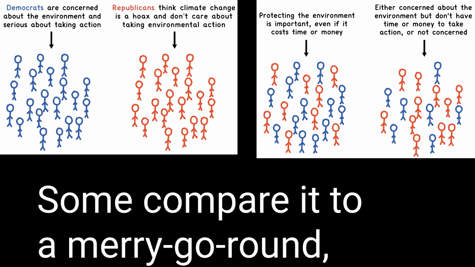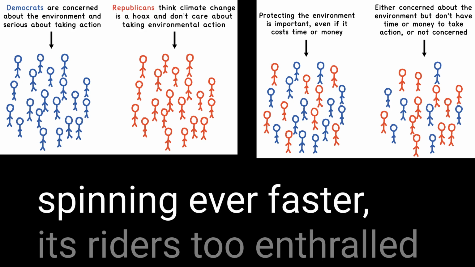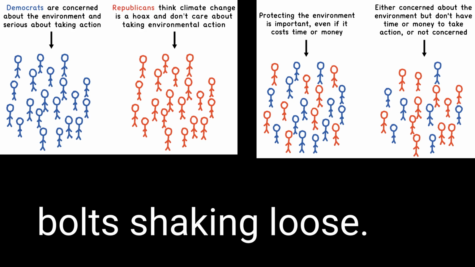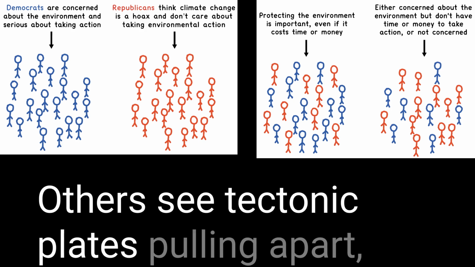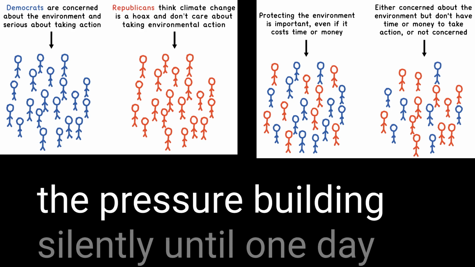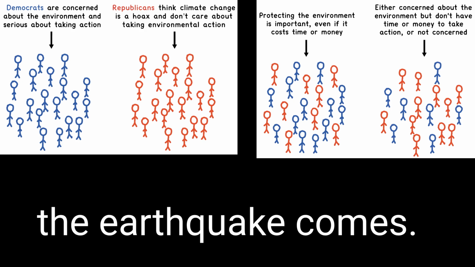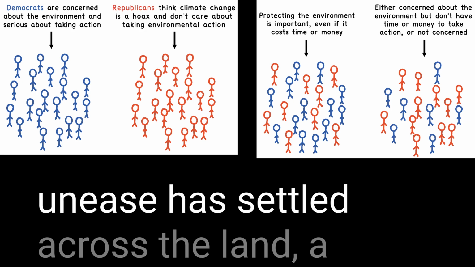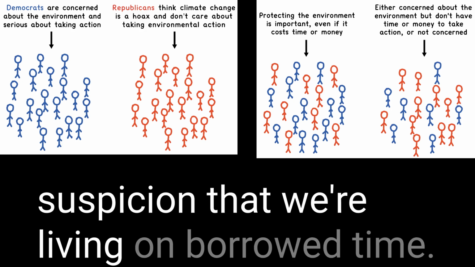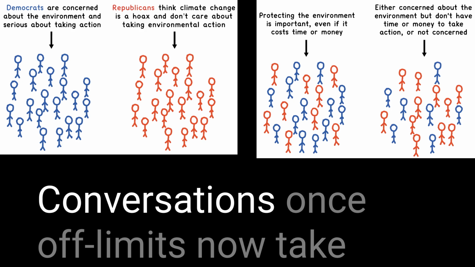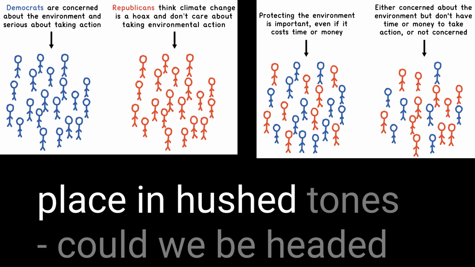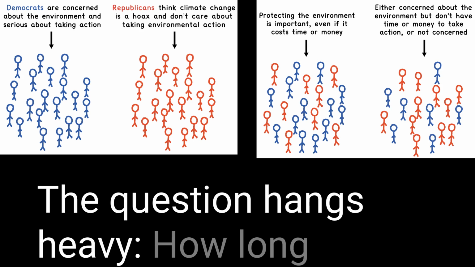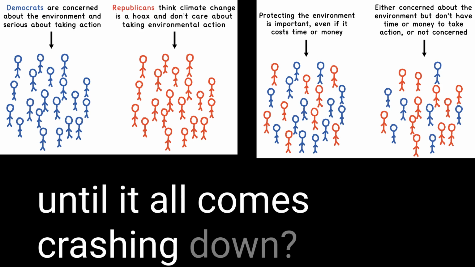Some compare it to a merry-go-round, spinning ever faster, its riders too enthralled by the dizzying motion to notice the bolts shaking loose. Others see tectonic plates pulling apart, the pressure building silently until one day the earthquake comes. However one envisions it, a sense of deep unease has settled across the land, a suspicion that we're living on borrowed time. Conversations once off limits now take place in hushed tones. Could we be headed for another civil war? The question hangs heavy. How long until it all comes crashing down?